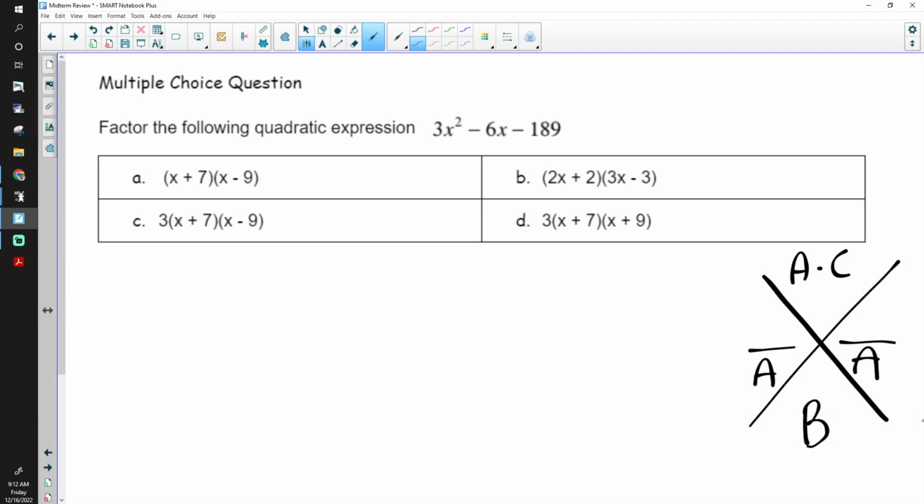Now, factor is the verb for our sentence, which means we need to write it in factored form. If it were to say solve, then we would need to write down the solution.